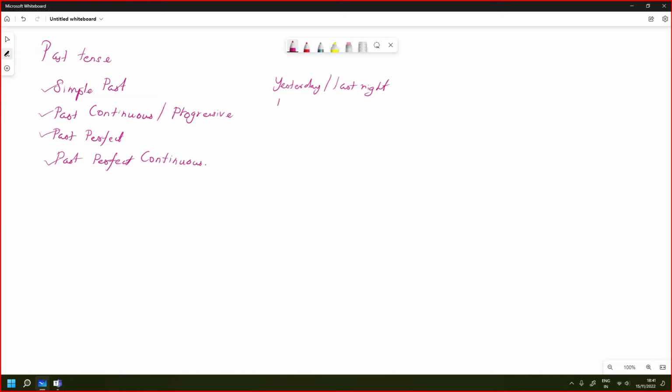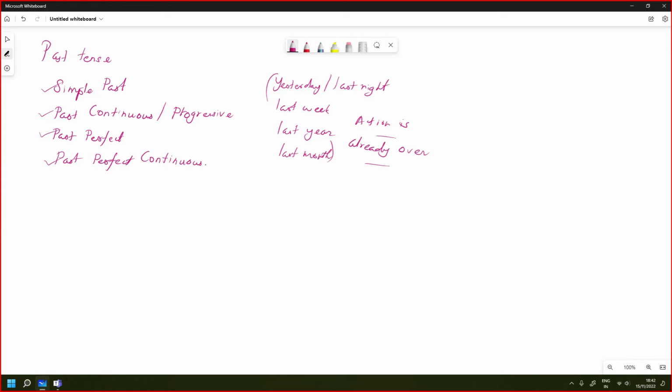Similarly, we are talking about, say, last week. We are talking about last year. You can use any terms you want. You can say last month, like that. Okay, so whichever words you're using with the past, it means that the action is already over. This is what we are trying to understand.